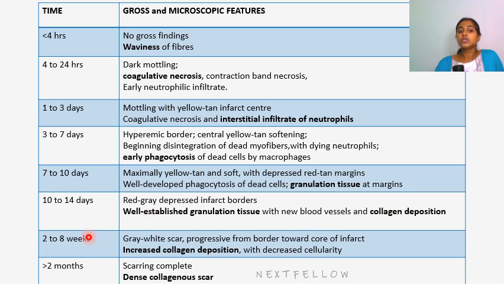At the end of 2 months, that is 2 to 8 weeks, there will be increased collagen deposition with decreased cellularity, and the blood vessels can also be reduced. After 2 months, there will be complete scar formation. So remember these highlighted points: first there will be coagulative necrosis, followed by interstitial infiltrate by neutrophils, then phagocytosis by macrophages, then followed by granulation tissue, collagen deposition, as well as a dense collagenous scar.